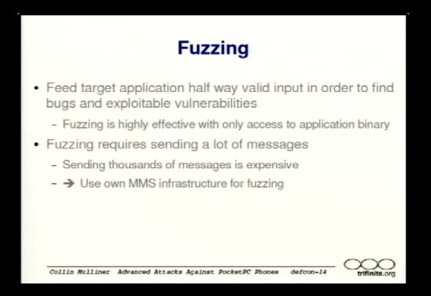And fuzzing, probably most of you have heard of it, you build semi-valid input and send it to the device and see how it reacts. The problem with MMS is that each message will cost you about 25 cents maybe. So if you want to send 5,000 messages to do some testing, you have to pay a lot of money. So we are going to build our own MMS infrastructure.